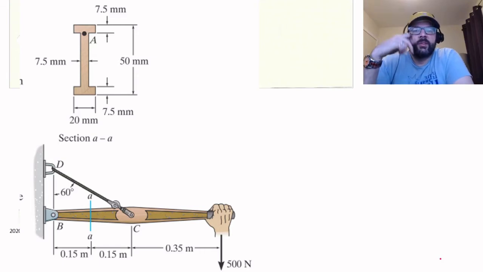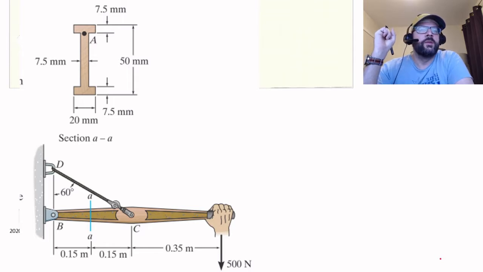Okay, so we have this structure here, some sort of bar with a handle at the end, and this fellow's pulling on it. For some reason, it doesn't actually appear to be doing anything, but you know. So he's pulling on it at the end with a 500 Newton force.